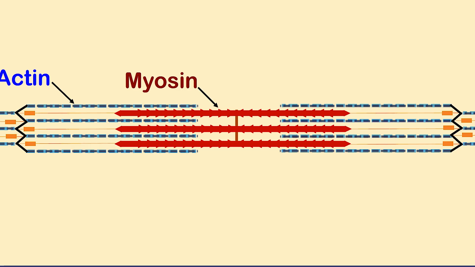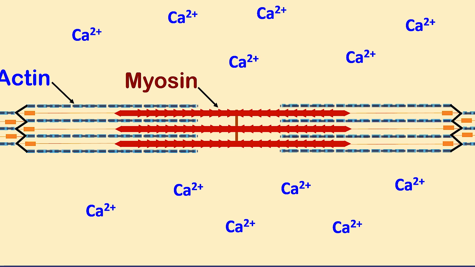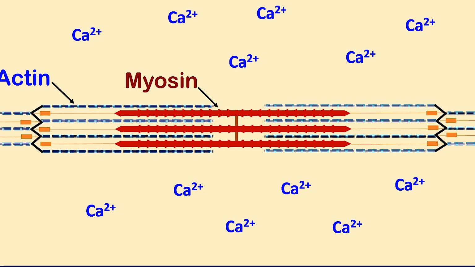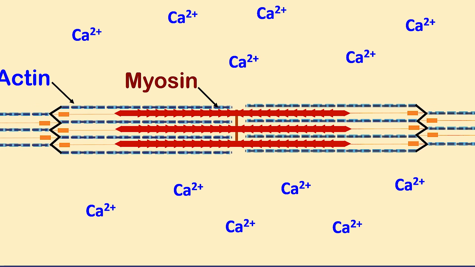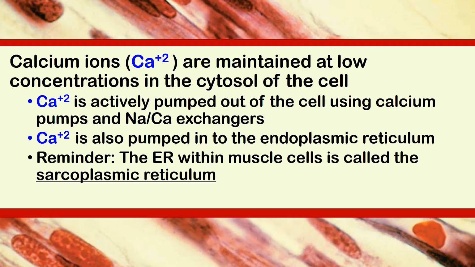So the take-home message from this is that the increased amounts of calcium in the cytosol will cause the muscle cells to contract. Calcium ions are maintained at low concentrations in the cytosol of the cell. This is because calcium is actively pumped out of the cell using calcium pumps and sodium-calcium exchangers. Calcium is also being pumped into the endoplasmic reticulum.